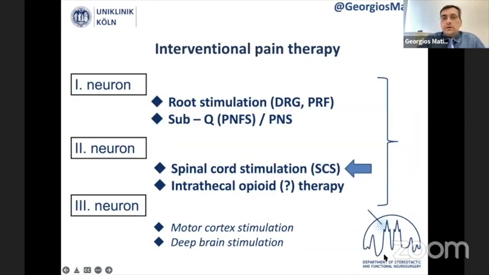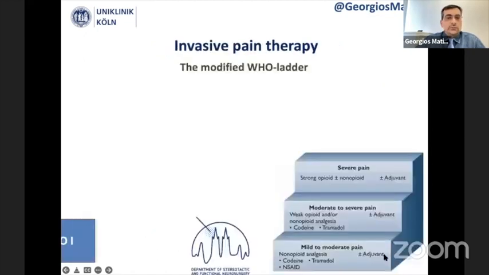The interventional pain therapy. There are many therapies. They are acting at different levels. At the level of the first neuron, we have the dorsal root stimulation, we have the pulsed radio frequency stimulation, we have peripheral nerve stimulation, the implantation of leads subcutaneously, or peripheral nerve stimulation, implantation of leads directly where the nerves are. At the level of the second neuron, we have the spinal cord stimulation and the intrathecal therapy with or without opioids or combination of these drugs. At the level of the third neuron, we have the motor cortex stimulation and deep brain stimulation.